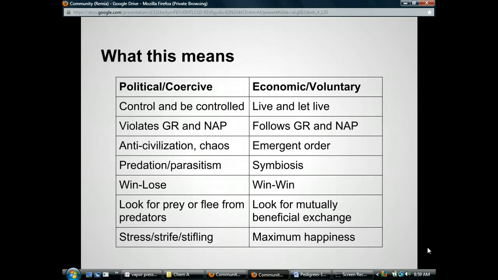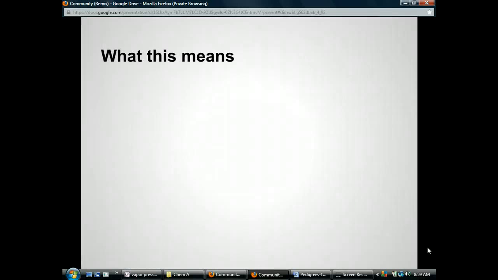On the other hand, there's the voluntary means, live and let live. This follows the golden rule and the NAP. It results in emergent order, symbiosis, win-win situations, and instead of looking for predators, you're looking for mutually beneficial exchange. What can I do for you? What can you do for me? And it leads to maximum happiness.